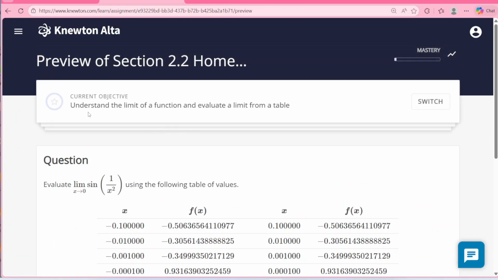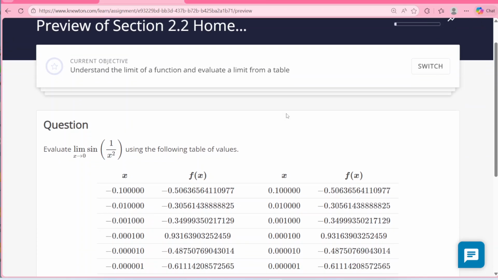All right, so it switched objectives on me, right? Again, it's going between those two parts of the section, the intuitive definition of a limit. So the next objective is: understand the limit of a function and evaluate a limit from a table. All right.